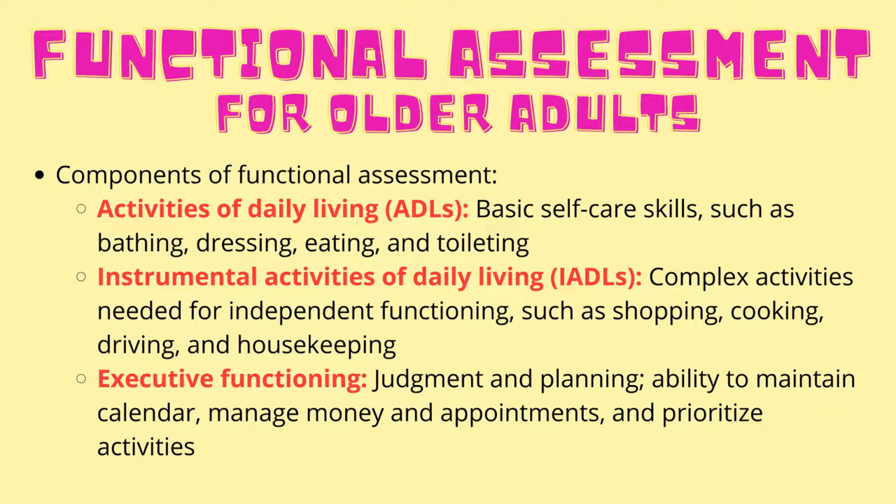Thirdly, I do want to talk about executive functioning, and this is part of judgment and planning. If you think about a dementia patient or Alzheimer's patient, what part of the brain is this affecting? This is affecting the frontal lobe. What falls under the functional assessment of executive functioning would be the ability to maintain a calendar, to manage money, to have appointments and to keep them, and prioritize activities. So these are considered executive functioning.